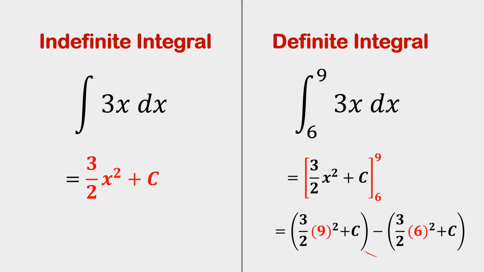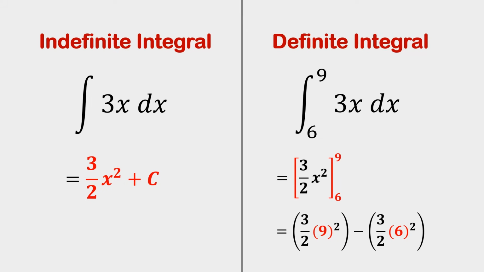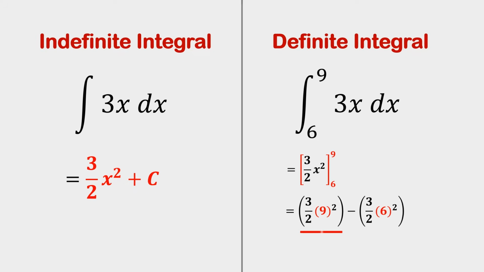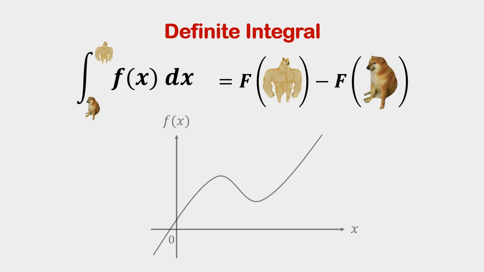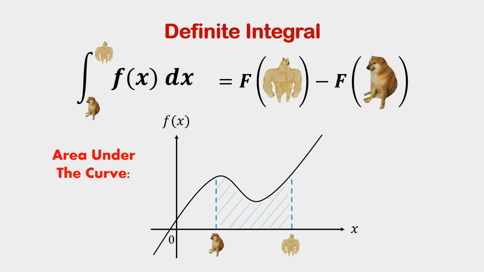Since the constant c appears in both terms, it will cancel out during subtraction. This means we can remove the constant c from the antiderivative in the beginning. In other words, when dealing with definite integral, we can just ignore the constant c, as it will be canceled out eventually and has no effect on the final result. By evaluating this, we get 121.5 minus 54, and we end up with 67.5 as the final answer, or 135 over 2. A definite integral is typically used to find the area under the curve of a function.